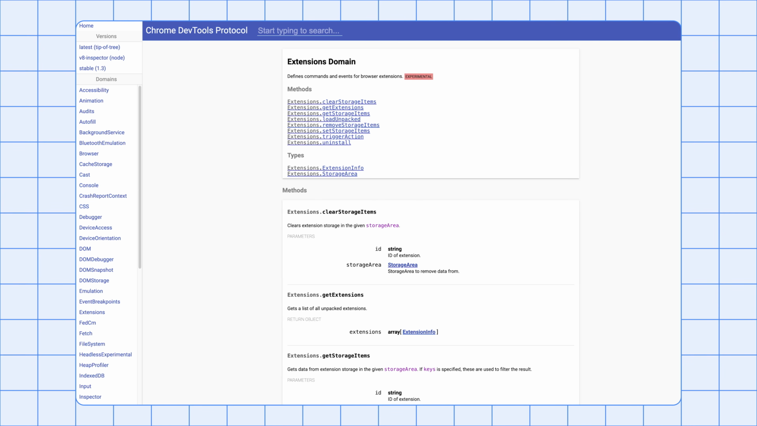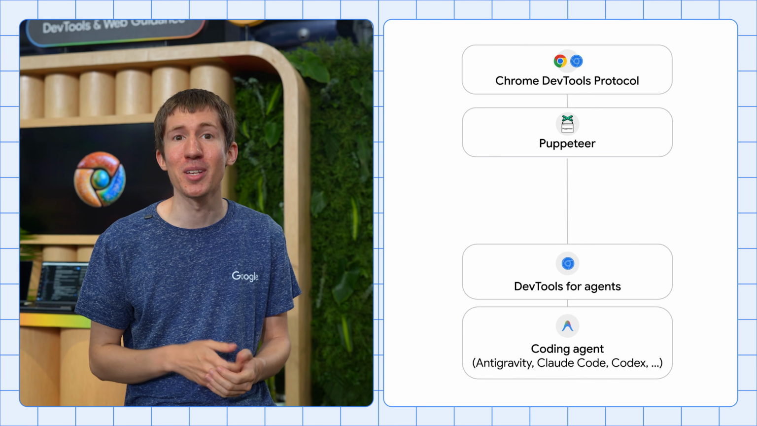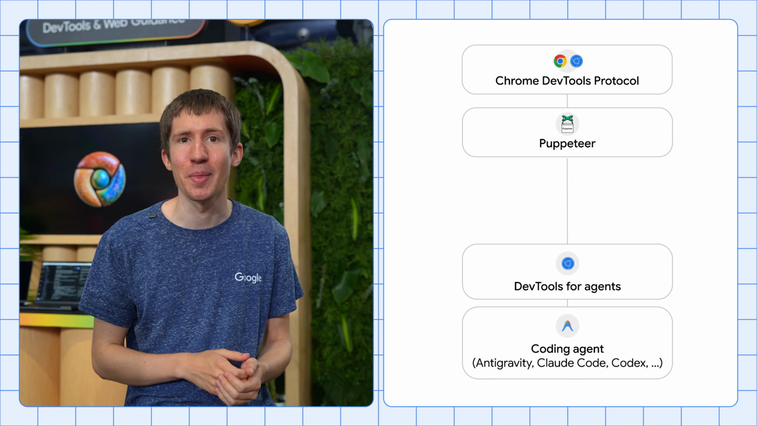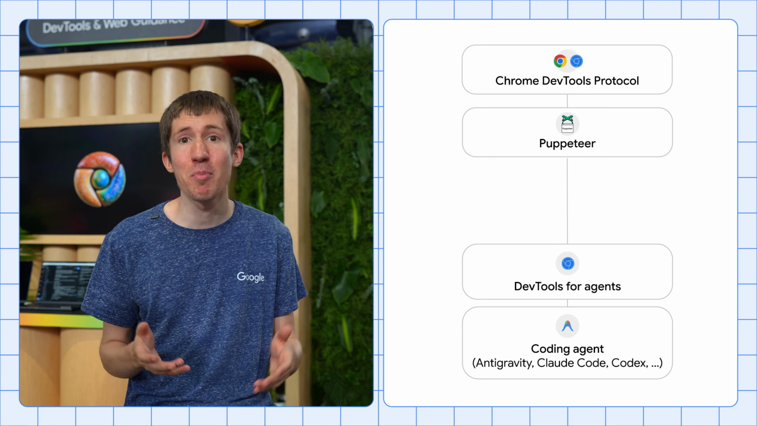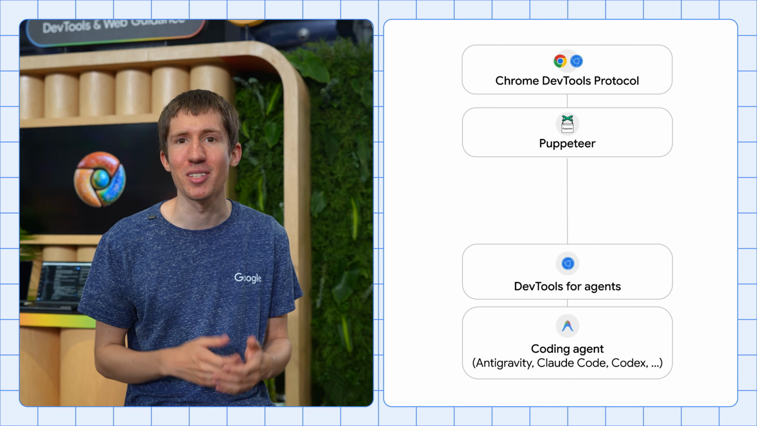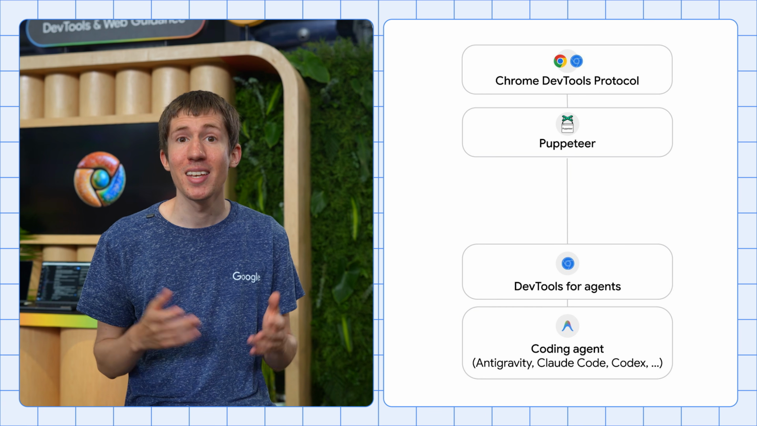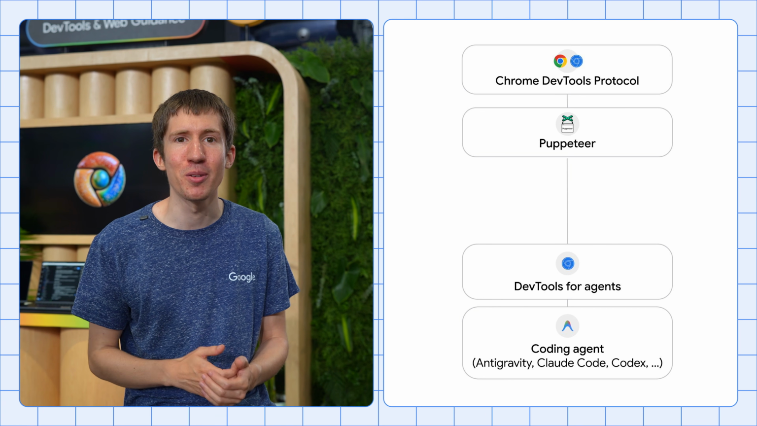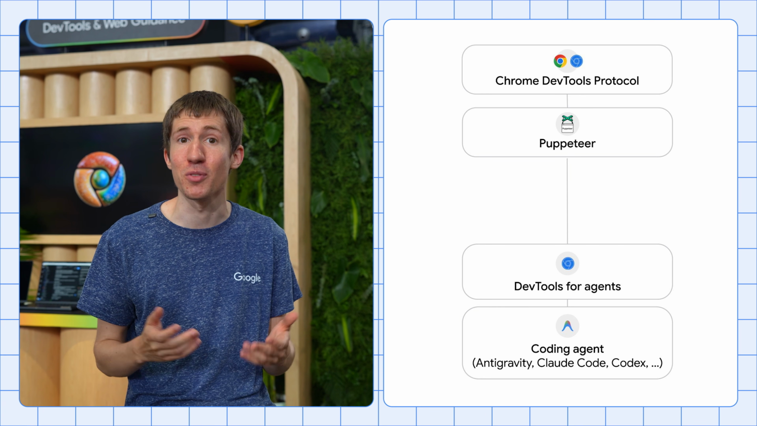We built Chrome DevTools for Agents on top of the Chrome DevTools Protocol. This is the underlying protocol used by Chrome DevTools and tools like Puppeteer to control the browser. Last year, after exposing new extension-related capabilities in the Chrome DevTools Protocol, we were able to launch new features in Puppeteer to make it easier to install extensions in automated tests. Now, we've been able to directly expose those same capabilities in Chrome DevTools for Agents.